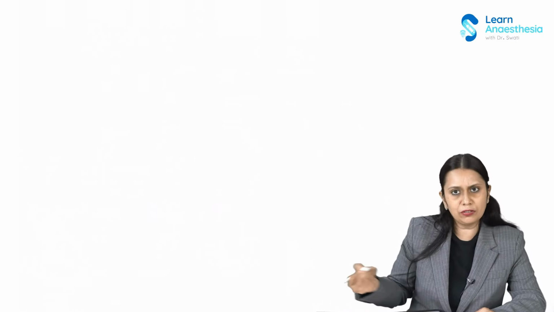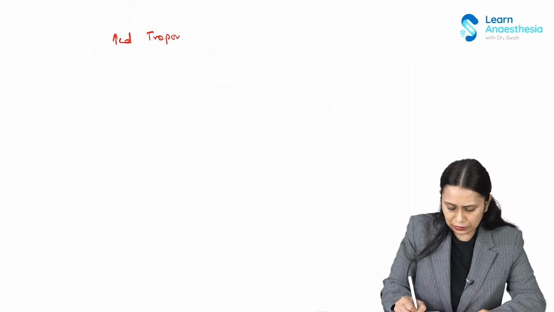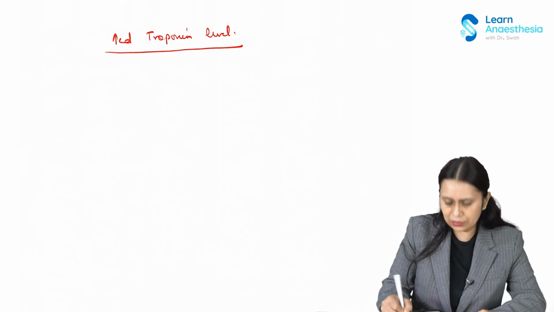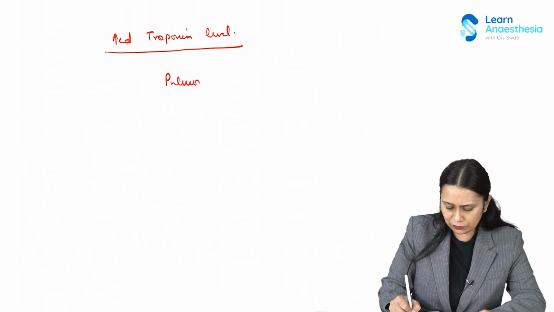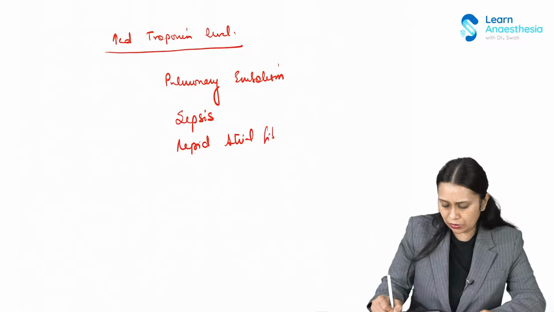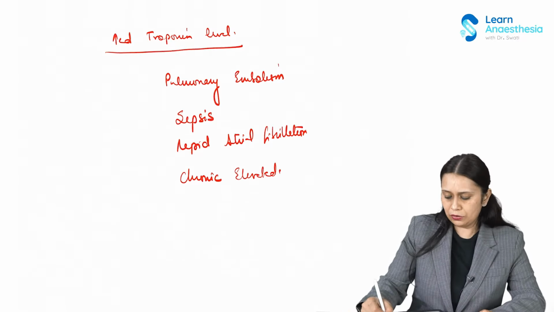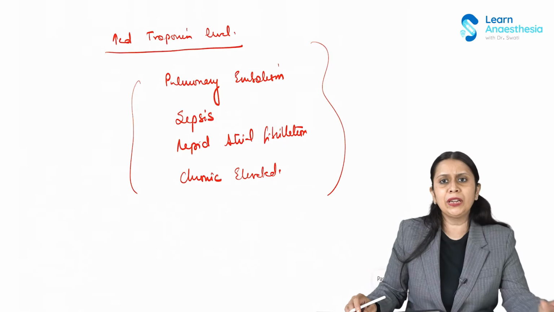Now, what are the other potential causes of increased troponin level? We can get increased troponin in some other conditions which can mimic the clinical features of myocardial ischemia or infarction, like pulmonary embolism, sepsis, rapid atrial fibrillation, or the patient may have a chronically elevated troponin level. So troponin alone cannot be diagnostic. We have to get a serial troponin level done, and we may require some additional tests.